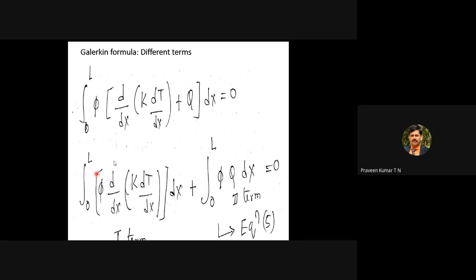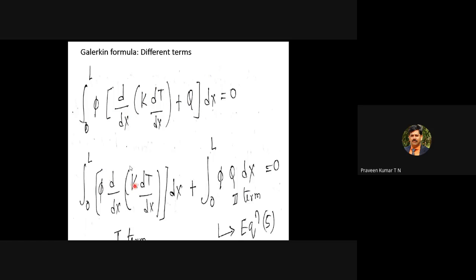But there are two variables. One is phi, and this complete term is one more variable. So we have expanded in the first level. You expanded the term because you have to go for the integration. Phi into this complete term, first term. Phi into q, that is the second term. We have expanded the internal part of the function.